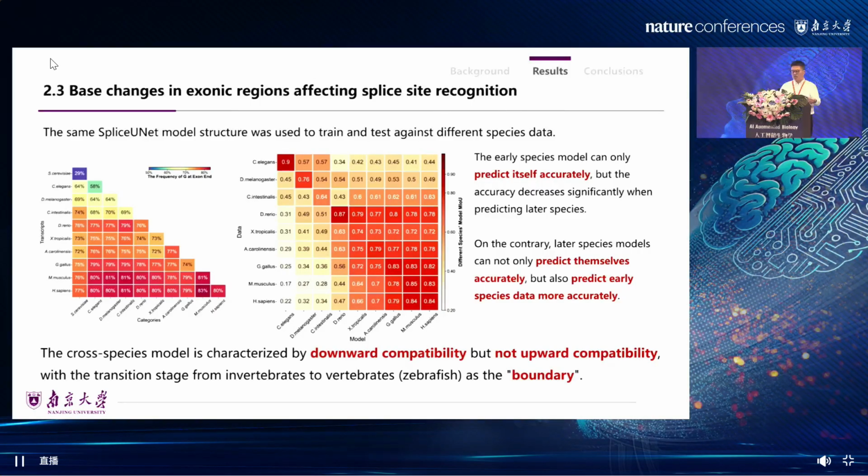And a model trained on human data could not only predict human splice sites accurately, but could also predict splice sites in earlier species with high precision. We call that a downward compatible, upward incompatible paradigm. It mirrors the evolutionary trend of increasing complexity and reinforces the idea that the terminal G is a part of the splicing code that evolved later in evolution.